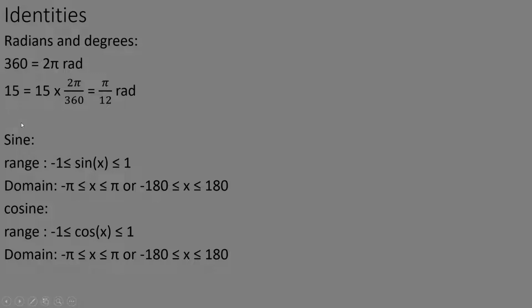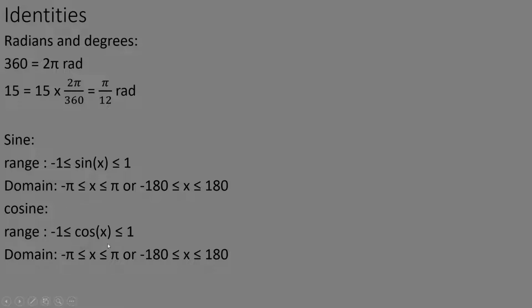Next up, we have sine. The first thing we need to know is the range of values for a sine x function. The sine x function ranges from -1 all the way to 1 inclusive, and the domain is more than negative pi and less than pi, or by converting it to degrees, more than negative 180 degrees and less than 180 degrees. Next up, we have cosine.